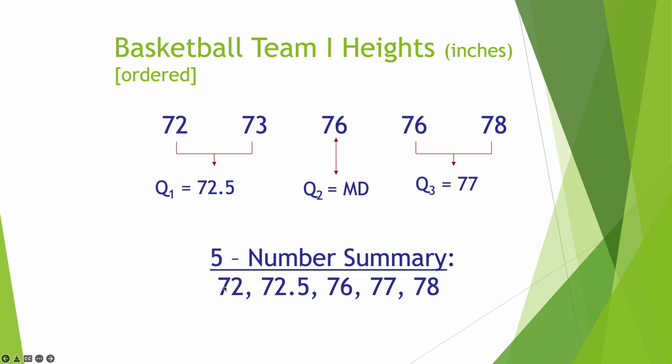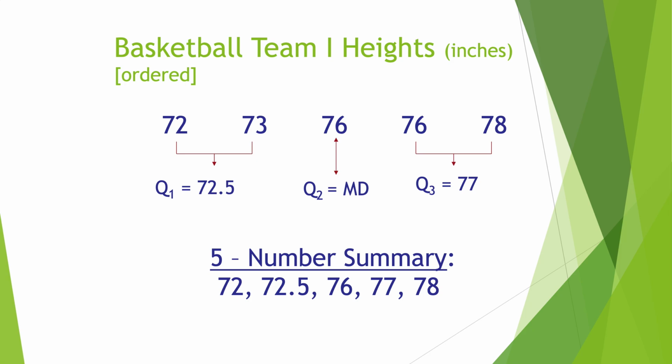So the minimum is 72. That's the lowest score. The first quartile is 72.5. The median is 76, or the second quartile. We typically call it the median. The third quartile is 77, and the last quartile, or the maximum I should say, is 78.